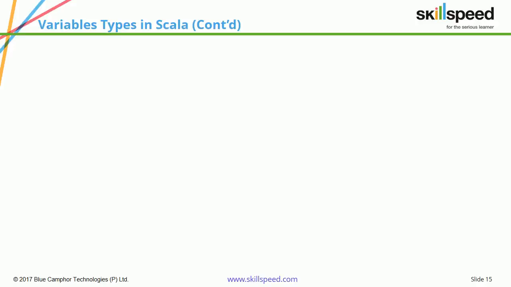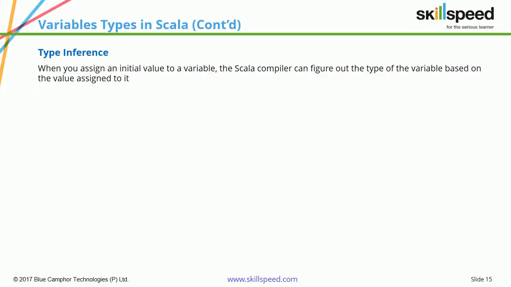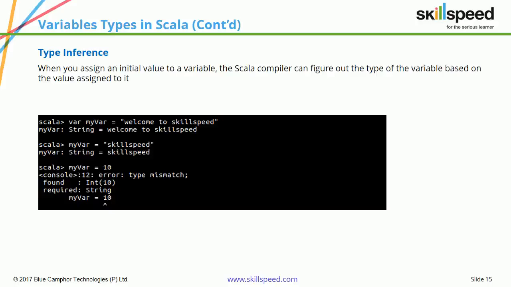Now as I was discussing before, Scala is very good at type inference. When you assign an initial value to a variable, the Scala compiler can figure out the type of the variable. In this example, I'm simply typing var myVar equals welcome to skill speed, and it automatically identifies it as a string. But when I say myVar equal to 10, it says that I cannot change the value of myVar from skill speed to 10, because myVar has been declared as a string. Now you cannot change it to an integer.